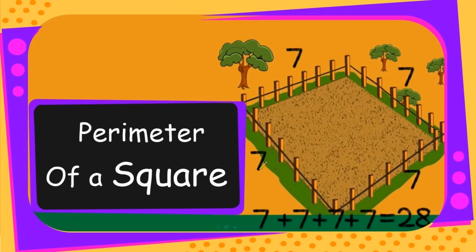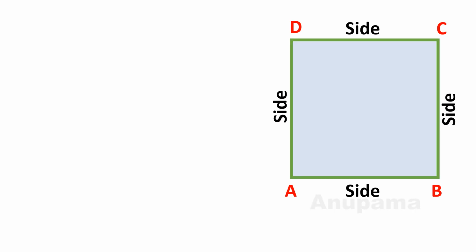Students, in a series of perimeter. Today's topic is perimeter of a square. In the last video we understood that perimeter is equal to the sum of sides. Let us take this concept here too. Here is a square, and we know that a square has 4 equal sides.